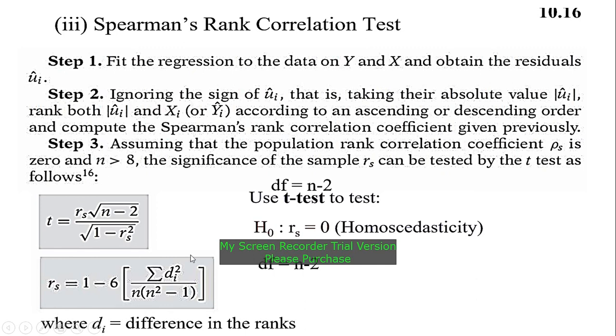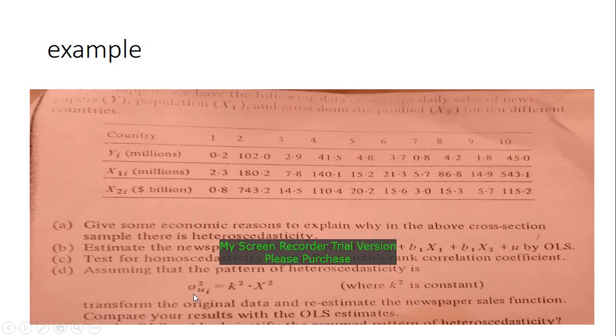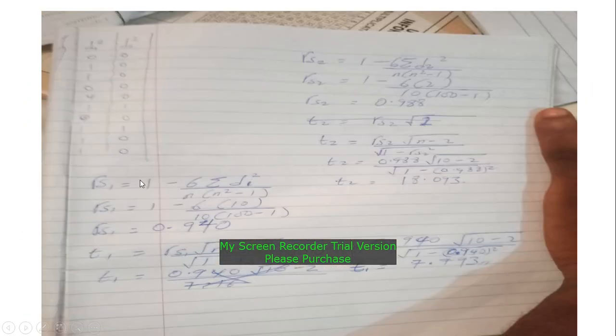So this is our RS, so it means we have to get D1, and we found our D1. So it means that our RS1 here is going to give us 1 minus 6 summation of D1 squared, all on n squared minus 1. So this is that. So this is our RS1. 1 minus 6 summation of D1 squared on n squared minus 1, sorry for the handwriting.